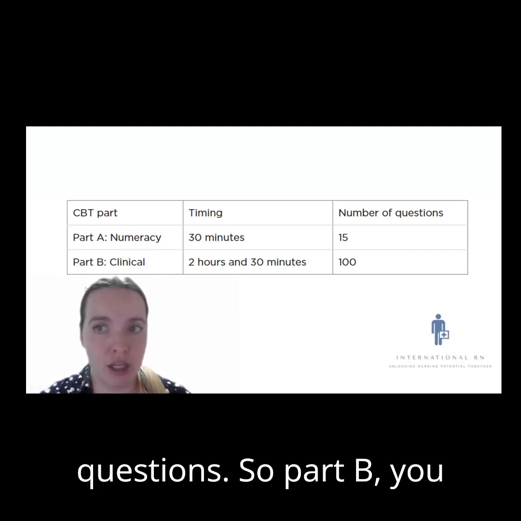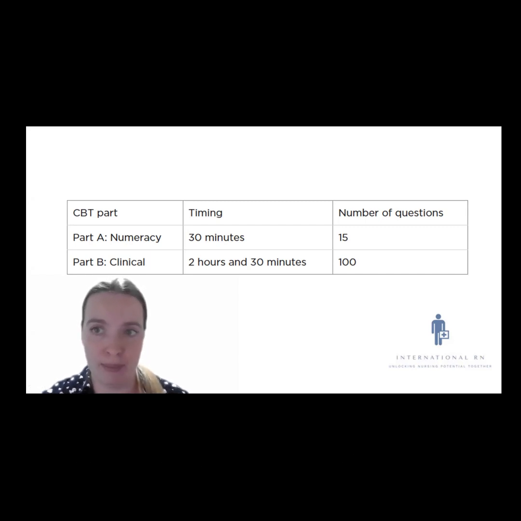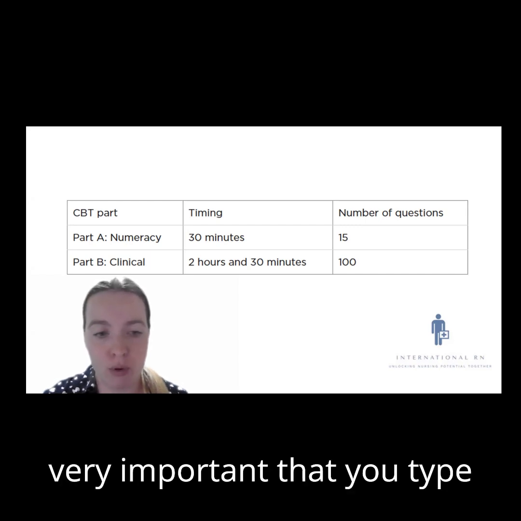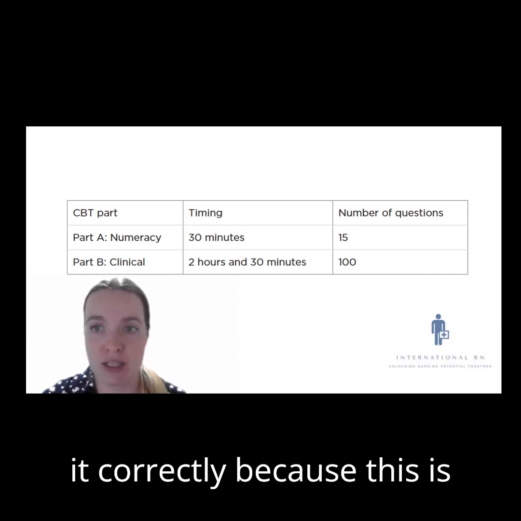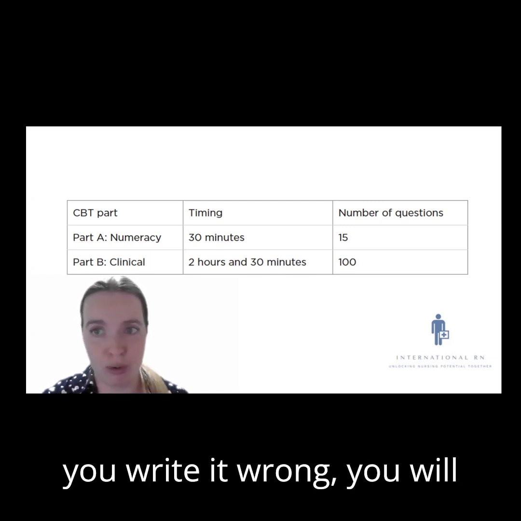Part B, you will be given multiple choice, and Part A, you need to write the numbers. You need to type in your calculations. It's very important that you type it correctly because this is marked by a computer, and if you write it wrong, you will fail.